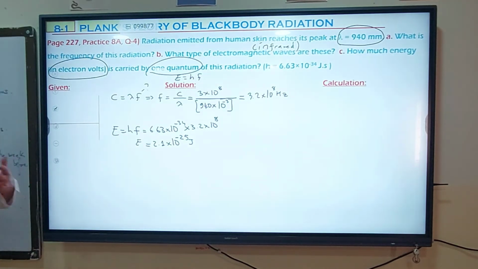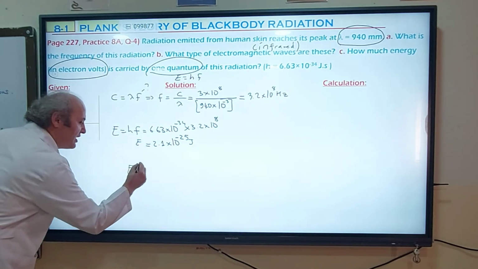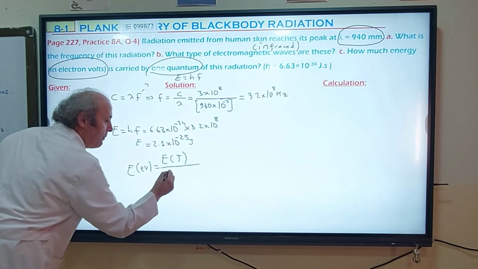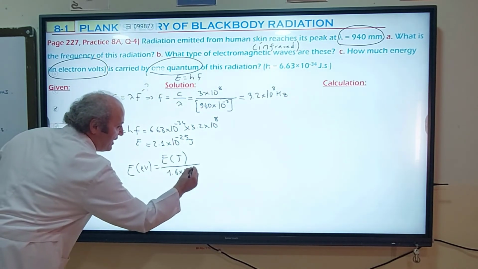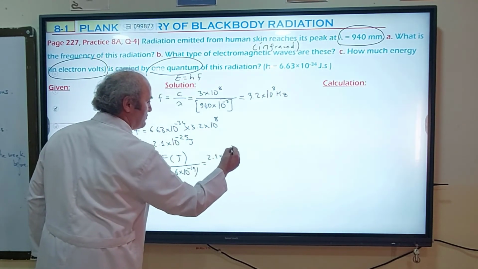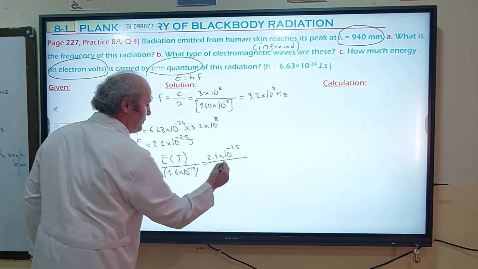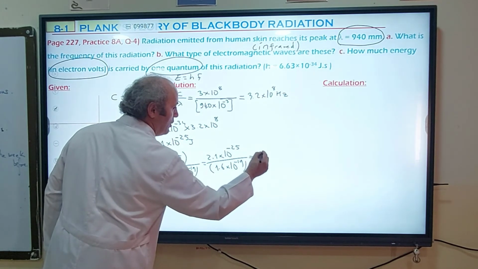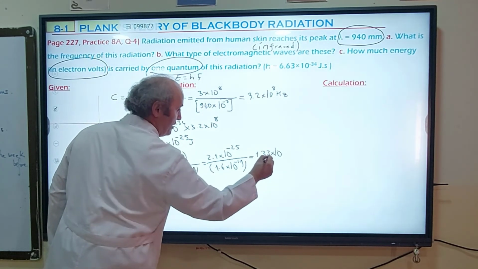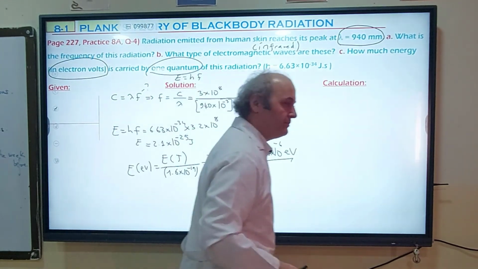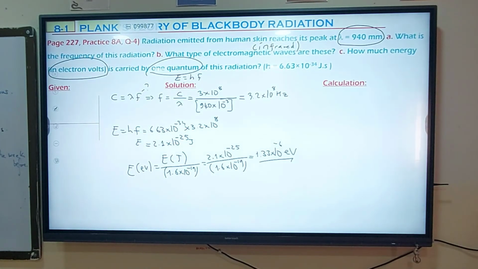But the answer must be given in terms of electron volt. The question tells you that. So energy in electron volt is equal to energy in joule divided by 1.6 times 10 to the power of negative 19. So 2.1 times 10 to the power of negative 25 divided by 1.6 times 10 to the power of negative 19. How much is the answer? It's 1.33 times 10 to the power of negative 6. Negative 6? Yes. That small? Yes. I rounded. It was 3.2. It's okay.